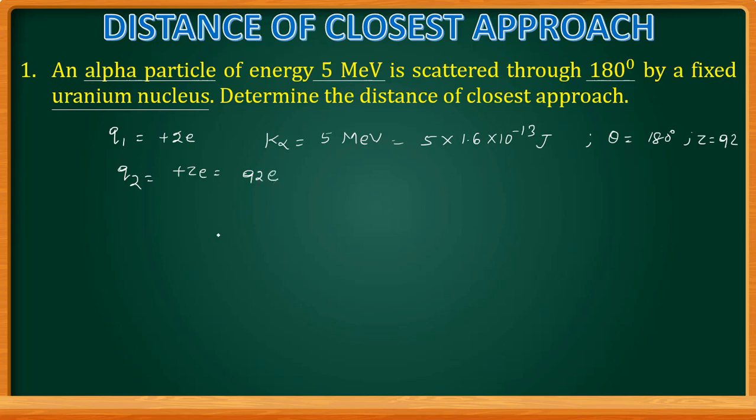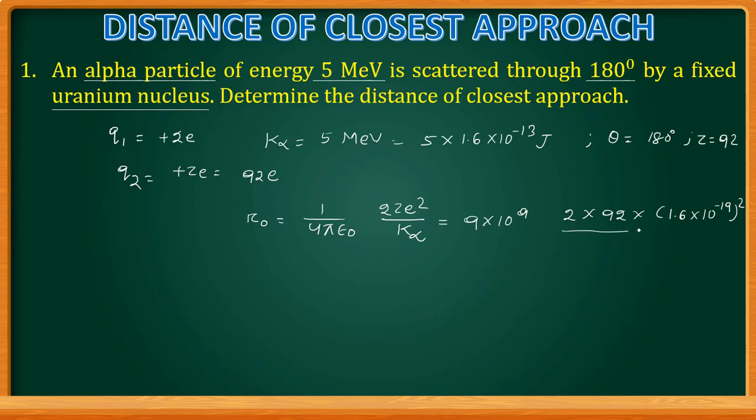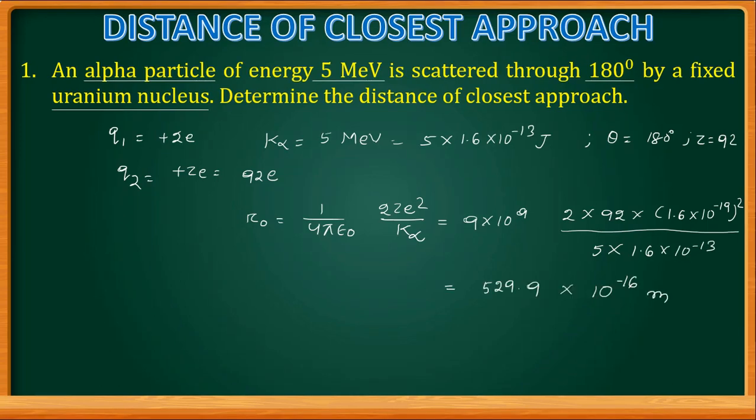Then what is the formula for distance of closest approach? And here alpha particle is given, so you can write 1 by 4 pi epsilon naught 2Ze square by K alpha. Here we just have to put these given values. 2 in place of Z we can write 92. In place of e we can write 1.6 into 10 to the power minus 19 square, upon, in place of K alpha we can write 5 into 1.6 into 10 to the power minus 13.